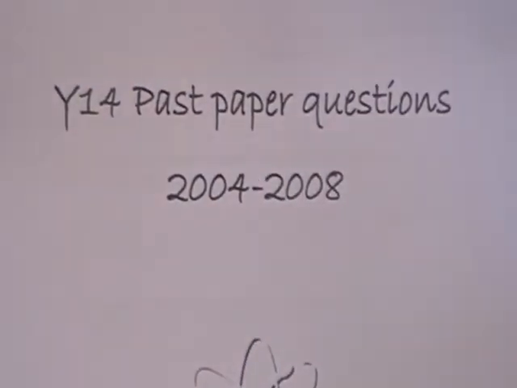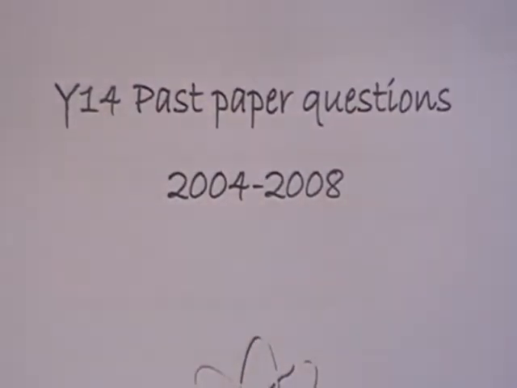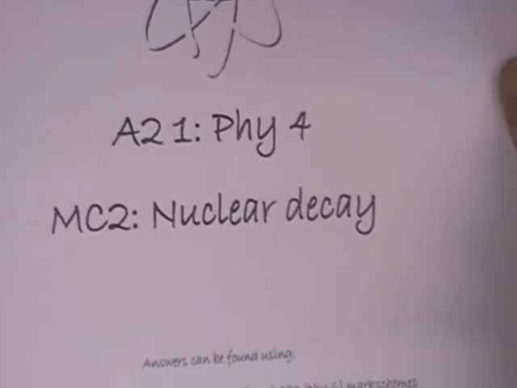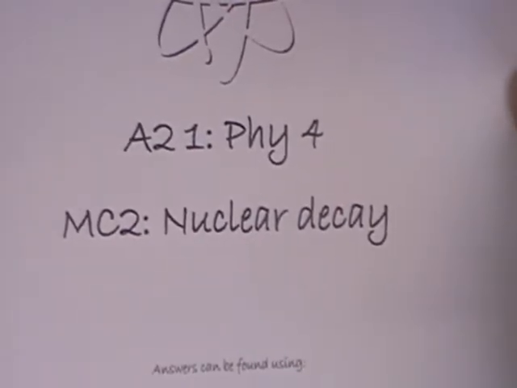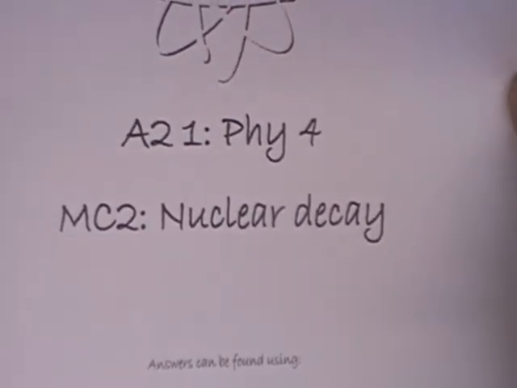These are Year 14 past paper questions from 2004, and it'll take you up to 2008. And these are on nuclear decay. So this is from A2 Physics 4, and this is nuclear decay.